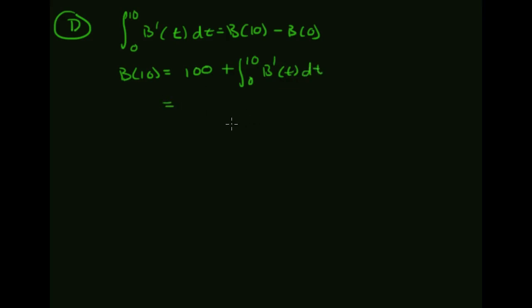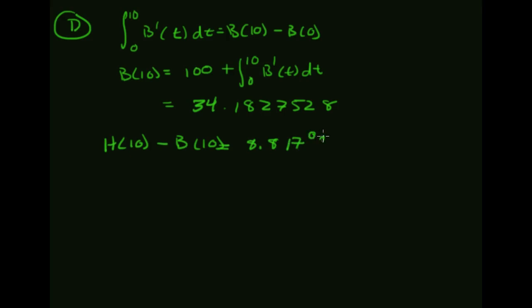If you do that calculation in your calculator, you should end up with approximately 34.1827528. So what we need is the temperature of the tea minus the temperature of the biscuit at time t equals 10. We know that h of 10 is 43. 43 minus this gives me approximately 8.817 degrees Celsius. So there's problem number 1. Let's move on to problem 2.